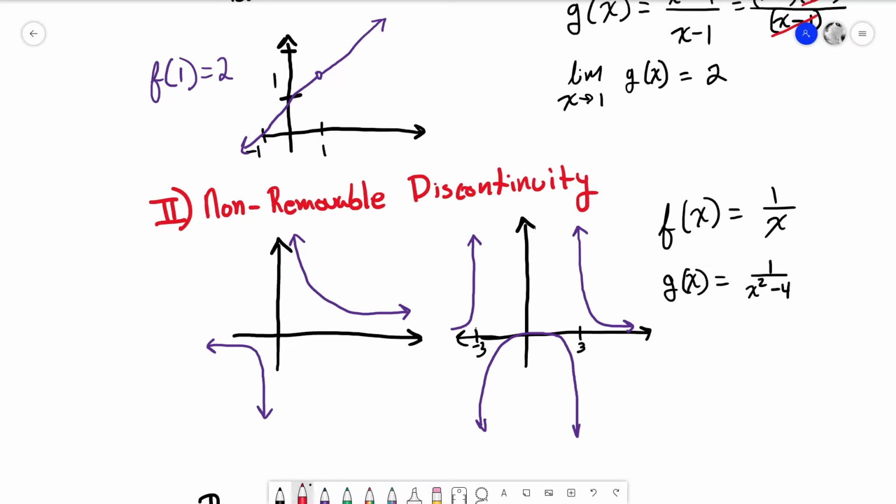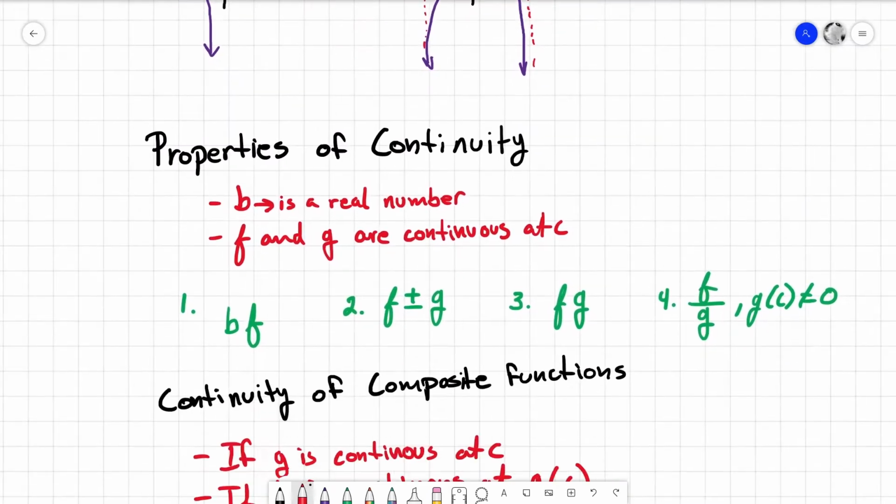Okay, so we're going to have a vertical asymptote at -3. We're going to have a vertical asymptote at 3. So in this case, g of x is discontinuous at 2 places. It's discontinuous at -3 and at +3. And it has a non-removable discontinuity because there's no easy way to redefine the function such that we can sort of avoid the discontinuity.